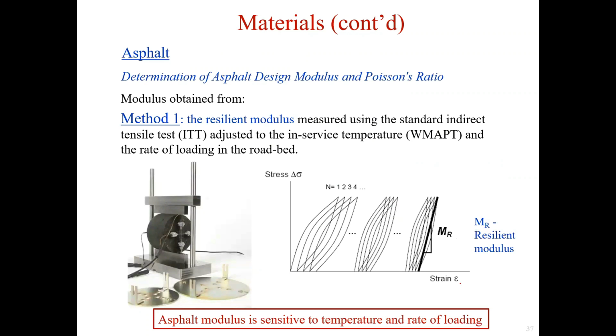Previously, we have covered the pavement materials from bottom to top, including the subgrade, unbound granular materials, and cemented materials. The last important pavement material is asphalt.